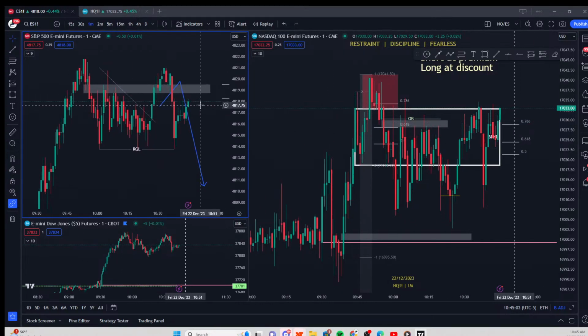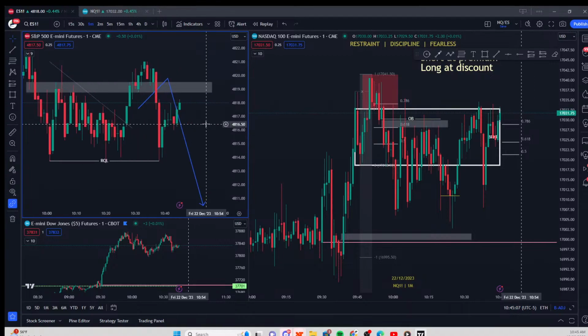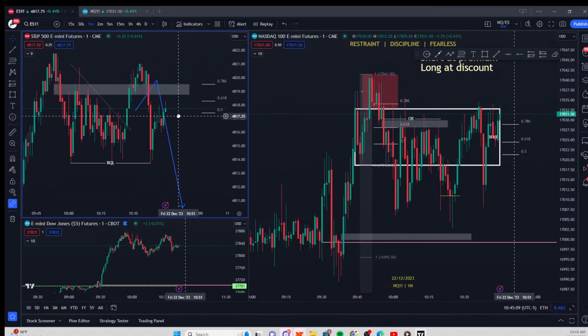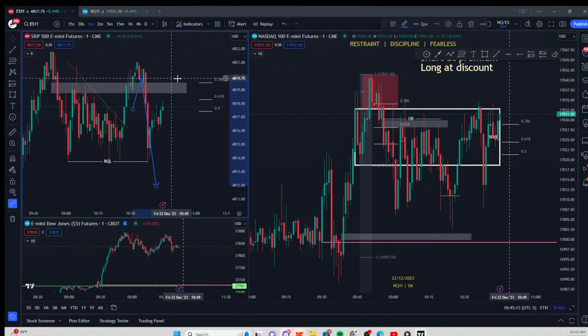We get some close above now. Pushing back up. Move this side. Want to see it do the same thing.